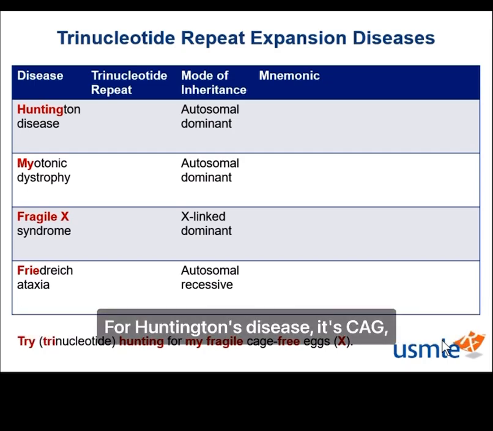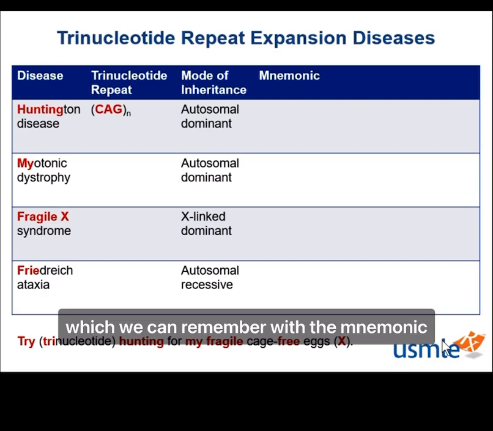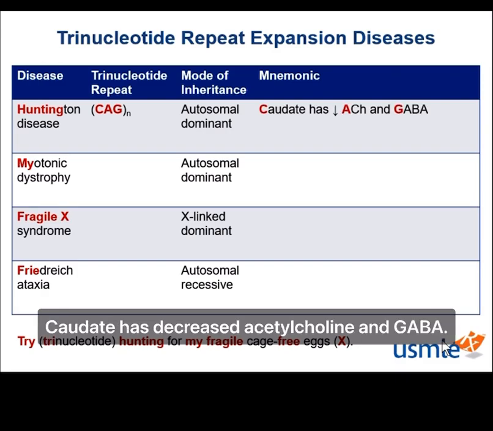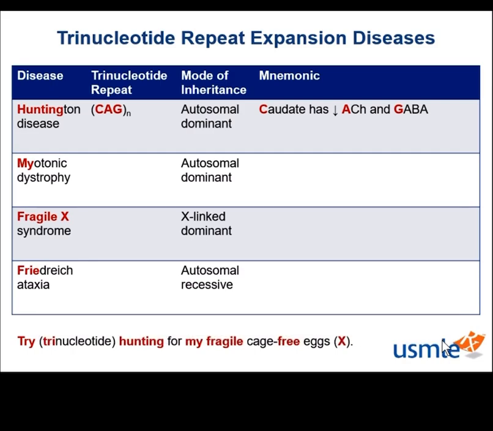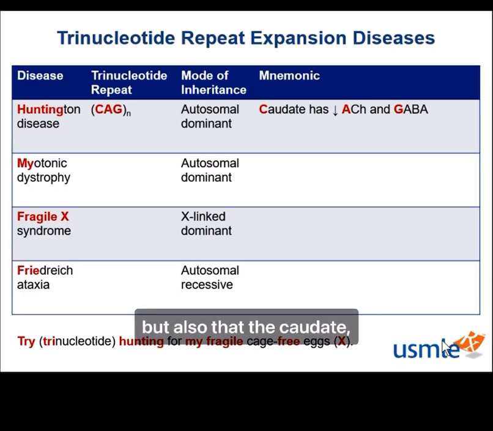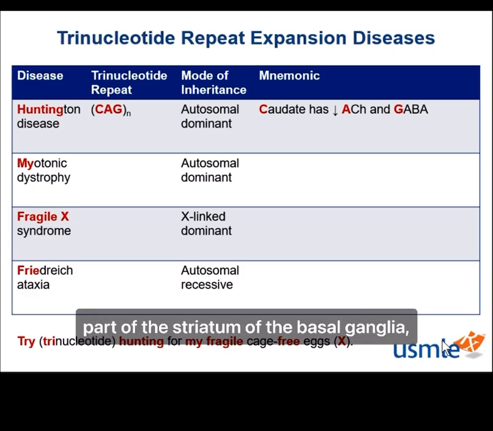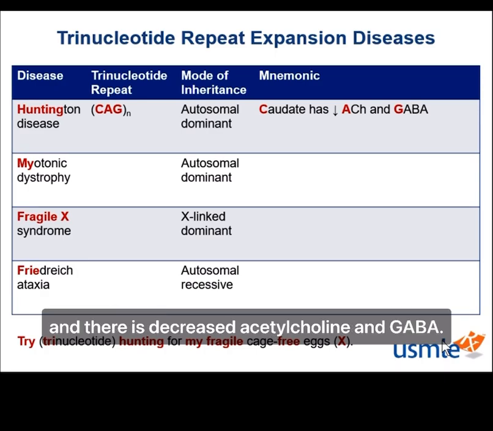For Huntington's disease, it's CAG, which we can remember with the mnemonic caudate has decreased acetylcholine and GABA. This helps us remember CAG, but also that the caudate, part of the striatum of the basal ganglia, atrophies in Huntington disease, and there is decreased acetylcholine and GABA.